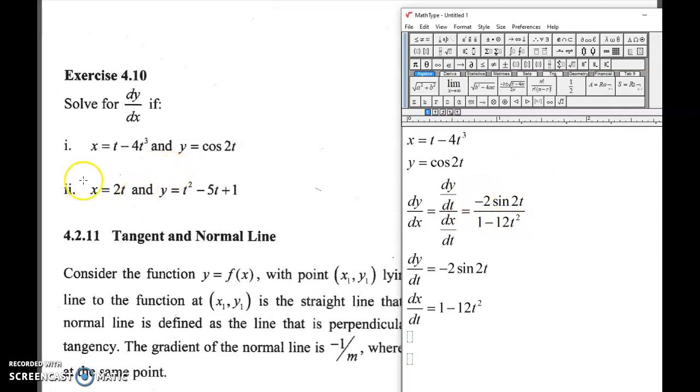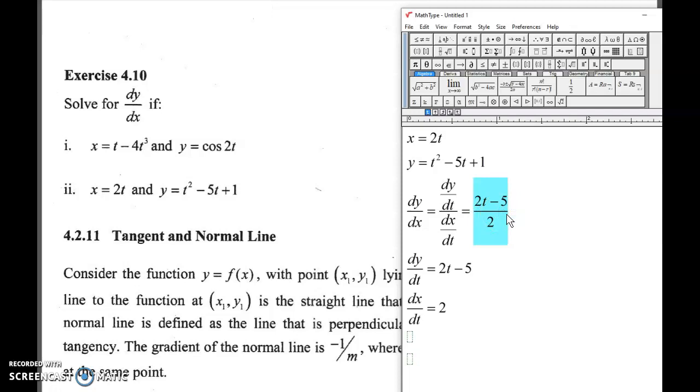Okay, let's try to do the next one. We have these two functions of x and y. Again we need to find dx dt and dy dt. So dx dt is equal to 2 and dy dt is equal to 2t minus 5. The next thing to do is just to plug it in and you'll have your derivative.